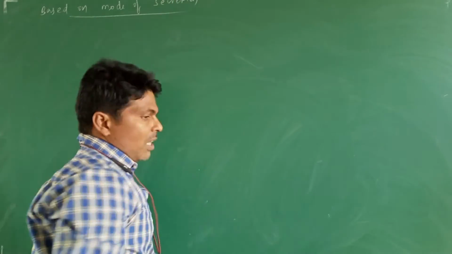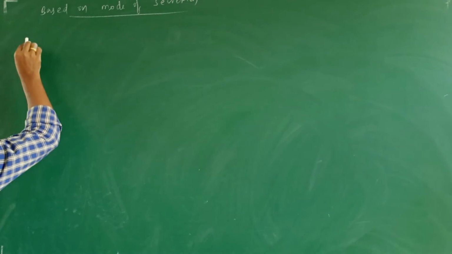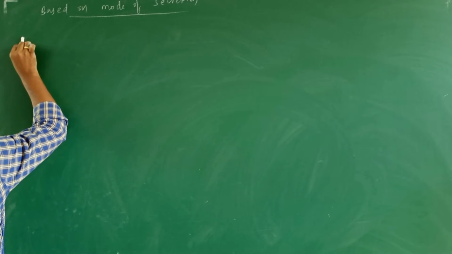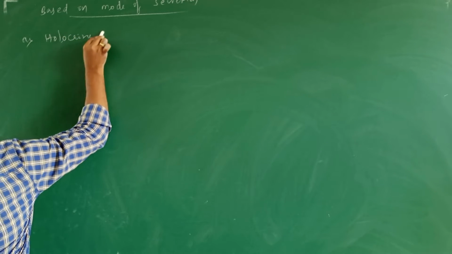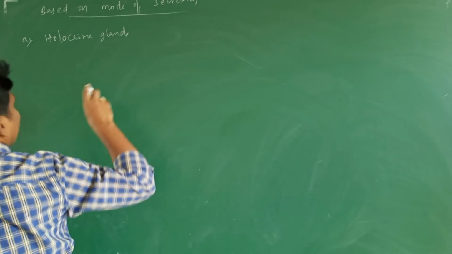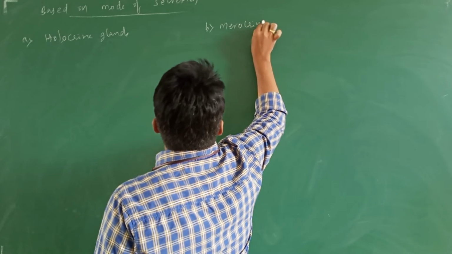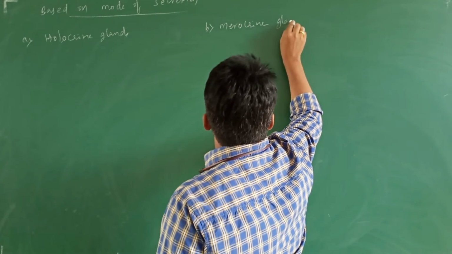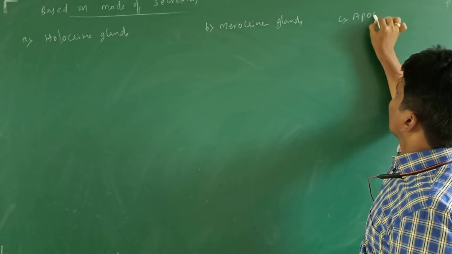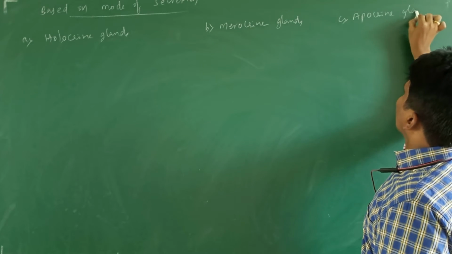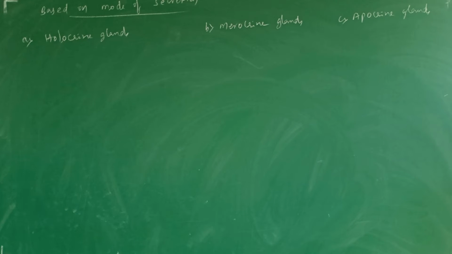Based on mode of secretion. Mode means how the secretion takes place, in which manner cells secrete. Here it is first holocrine glands. Holo, holocrine glands. Okay, next, merocrine glands. Next, apocrine glands. Holocrine glands, merocrine glands, apocrine glands.